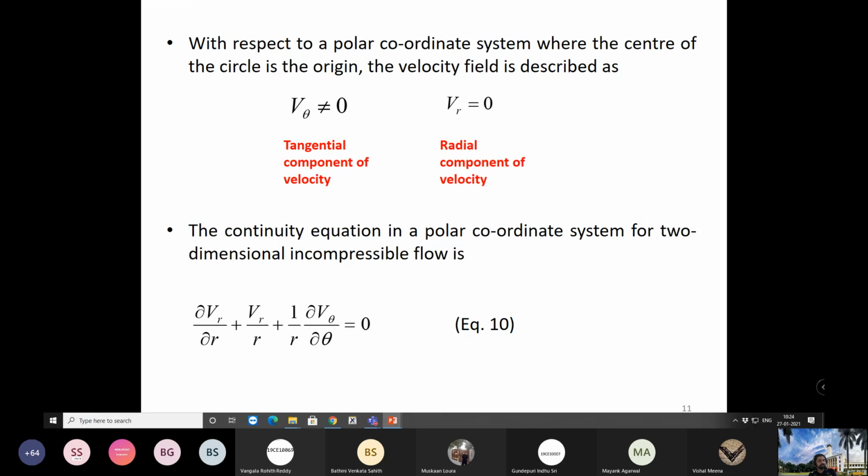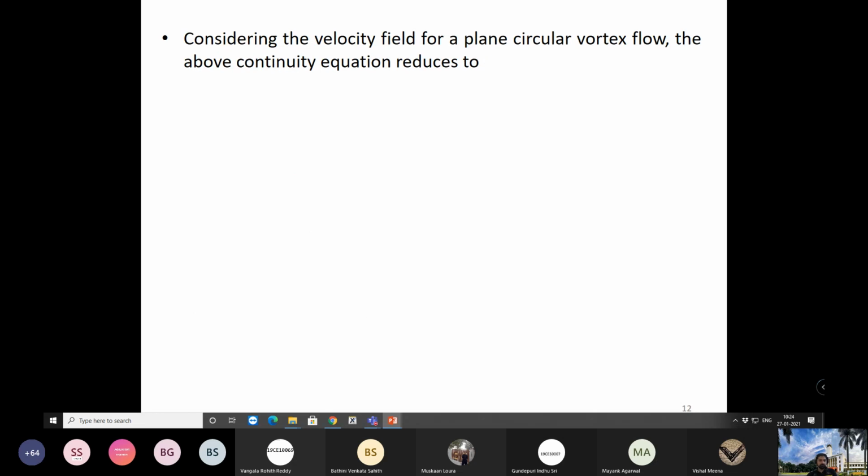It's a very standard equation. Probably you might have seen it in maths, but I cannot say for sure. But let's say this is the equation: the continuity equation in polar coordinate system for two-dimensional incompressible flow. Now, considering the velocity for a plane circular vortex flow, the above continuity equation.